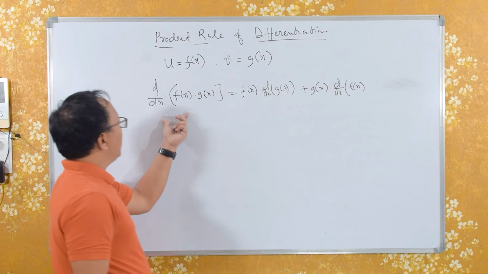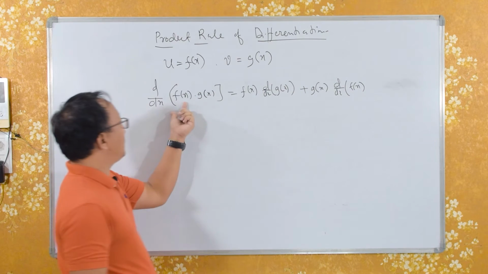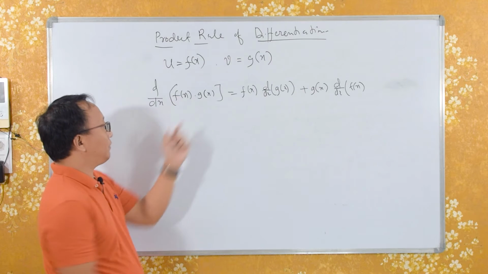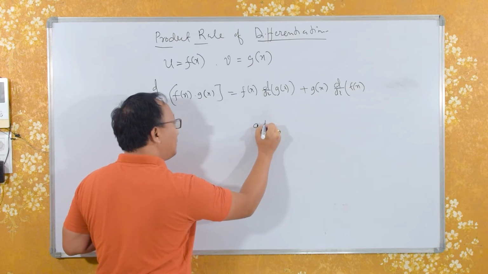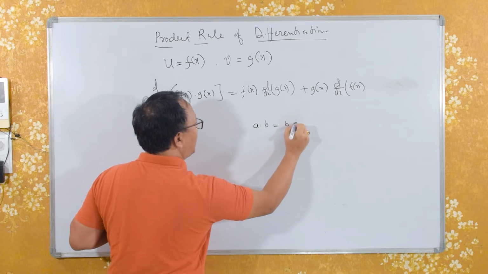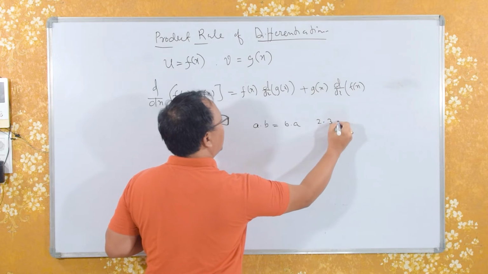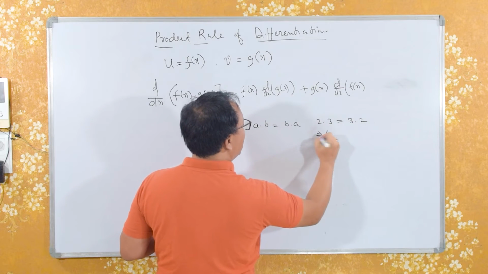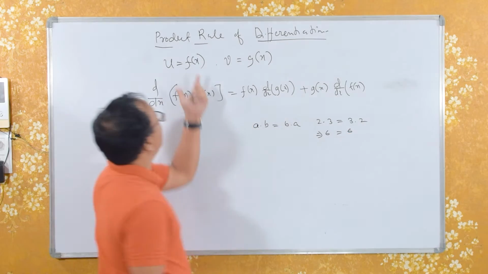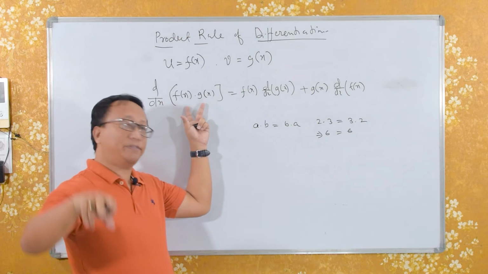Now, for the differentiation product rule, you can choose any function as you wish. It means multiplication is commutative, a into b equals b into a. For example, 2 into 3 is the same as 3 into 2, which implies 6 equals 6. So in the product rule of differentiation, you can choose any function as the first function.